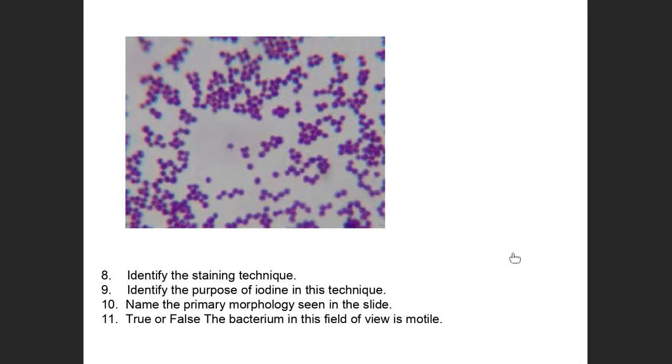Name the primary morphology seen in the slide. It's asking for morphology. It's not asking for arrangement. So in this case, the answer is coccus or cocci, right? And true or false, the bacterium in this field of view is motile, and the answer to that is false. By definition, all cocci are non-motile. Okay?